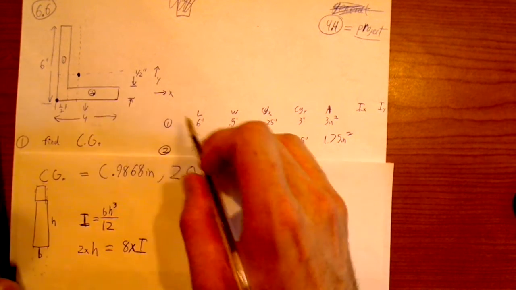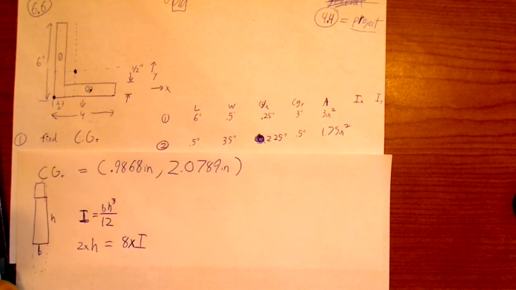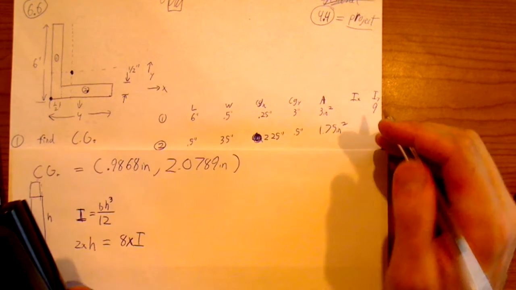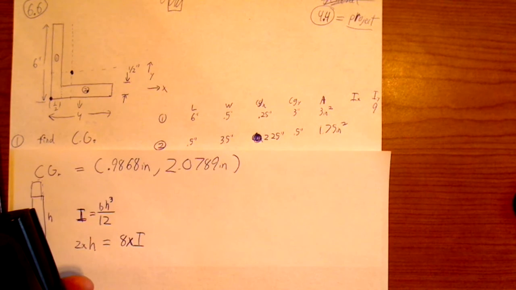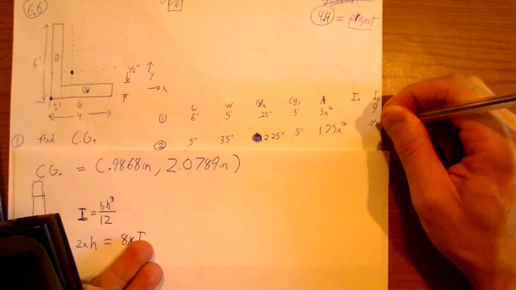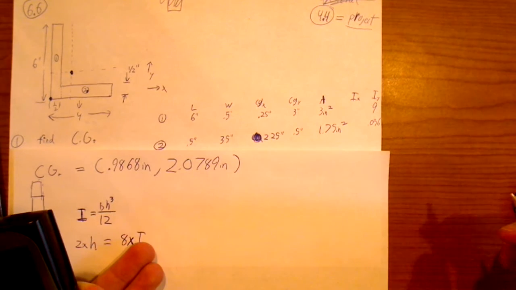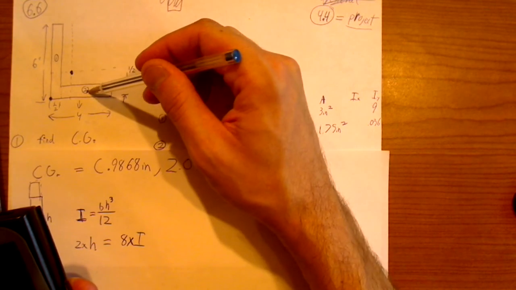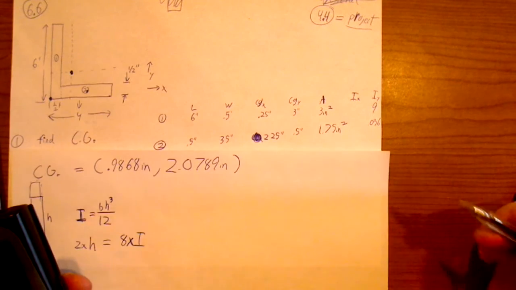B times length cubed, all that business over 12. So for shape 1, it's 9. And for shape 2, it is 3.5 times 0.5 cubed, all that over 12, which is 0.036. So notice how in this direction all the stiffness is coming from this guy. This guy contributes almost nothing. And we'll find it's the opposite for the other case.